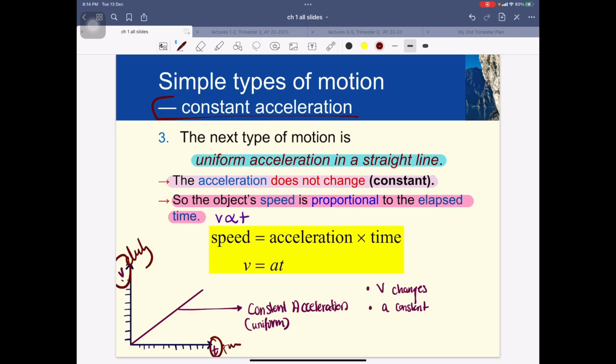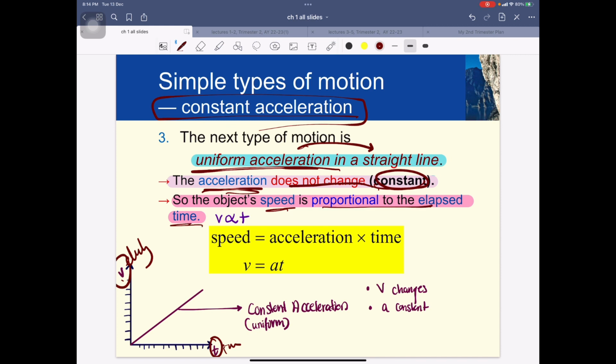أوكي دحين حنبدأ بالconstant acceleration. constant acceleration إيش يعني؟ يعني uniform acceleration in a straight line. acceleration إيش؟ acceleration is not changing. The acceleration is constant. طيب and the object speed is proportional to the elapsed time.